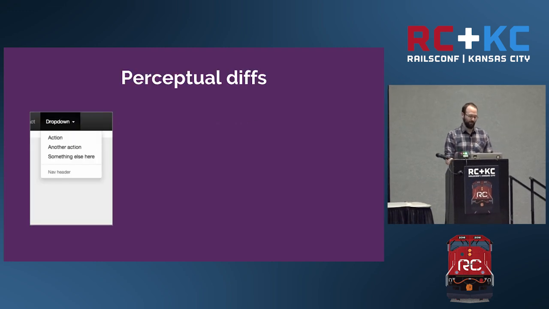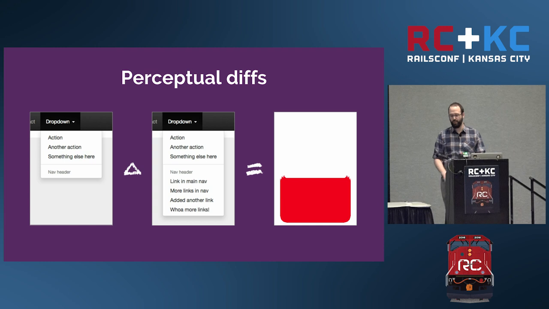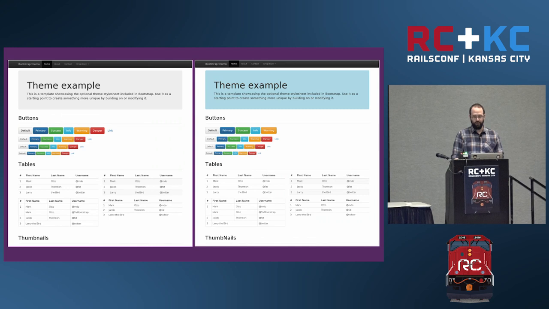So what is a perceptual diff? A perceptual diff is relatively straightforward, right? Given two images, what's the difference between these two images? Compute the delta between these two images. And that can be this, right? All the red pixels are the pixels that have changed between these two images without any context about what the image is about, right? So you can compute this basically for any kind of image. So how do we compute these, right?